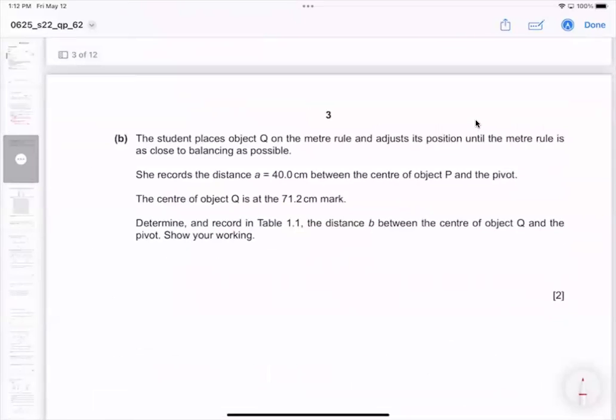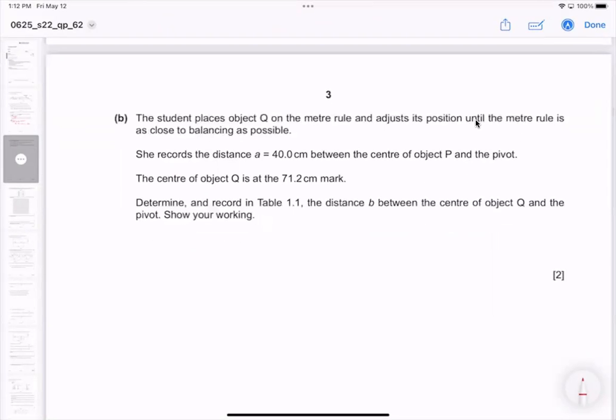The student places object Q on the meter rule and adjusts its position until the meter rule is as close to balance as possible. It's very difficult to balance this, and I think I tried with you in the lab to balance the meter rule, and it was so difficult to balance it on such a pivot. It was close to being balanced.